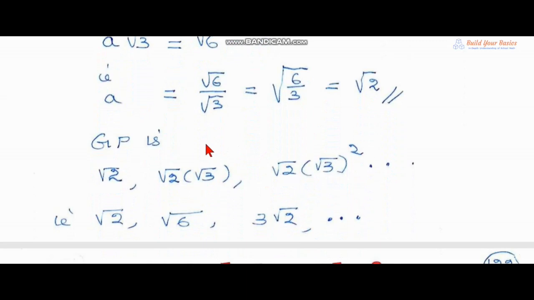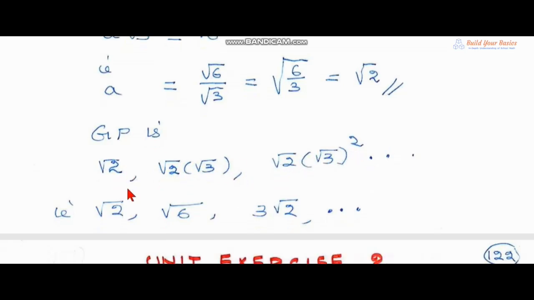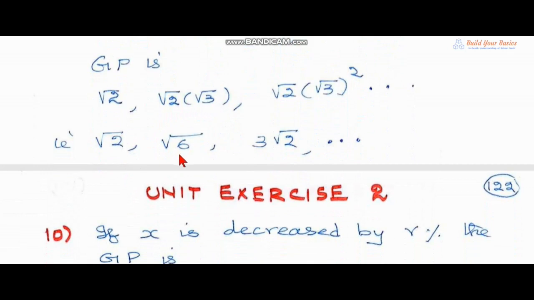So the GP can be written down. A, AR, AR squared and so on. A is root 2. AR is root 2 into root 3. AR squared is root 2 into root 3 squared. We can simplify. Root 2 into root 3 is root 6, and root 3 squared is 3, root 3 into root 3, 3. So it is 3 root 2. So the final GP is root 2, root 6, 3 root 2 and so on. So we have finished the sum.